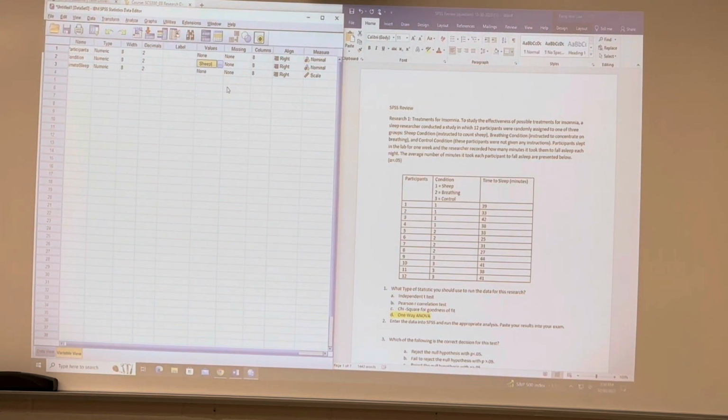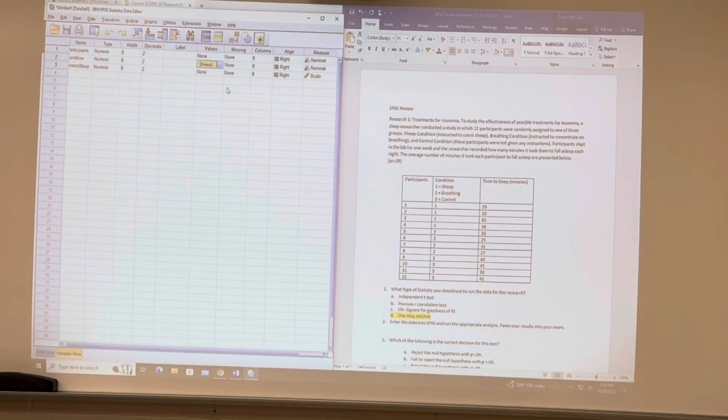So now we have this. If you do this, your output will tell you sheep, reading, control. If you don't, it tells you 1, 2, 3. You still get the result, but then maybe not clear. So we already have that down.